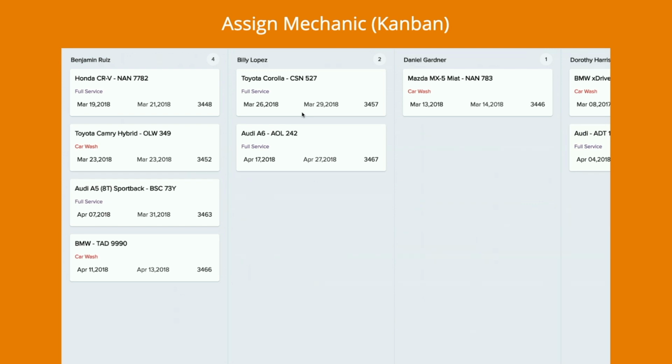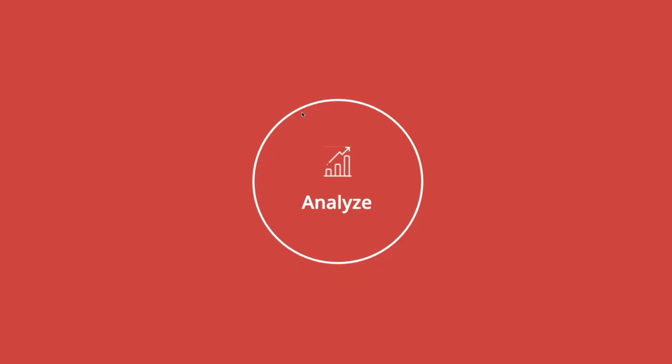But you can see how many cars Billy has to work on, and if it's even worth giving it to Billy in this example or not, to average out the workload. Technically, Daniel over here is a slacker because he only has one car he's working on, so I'd give it to him, but you get the drift.